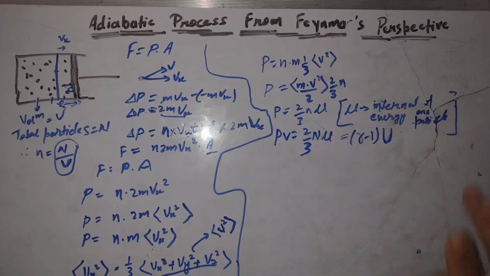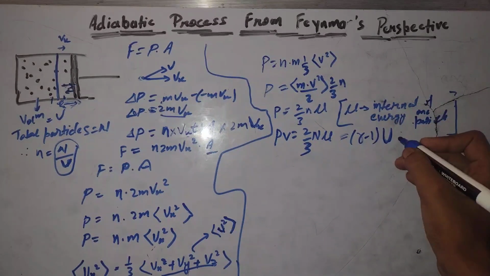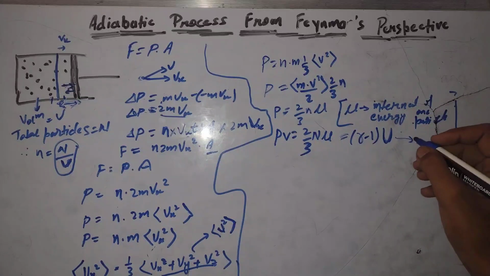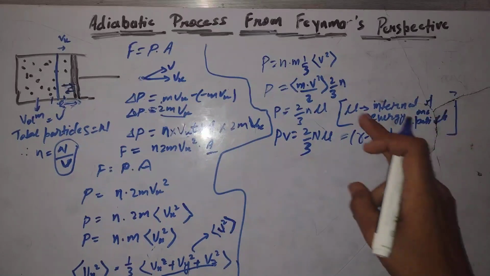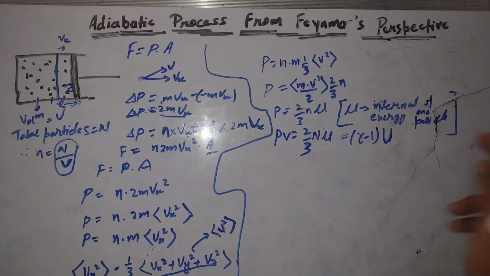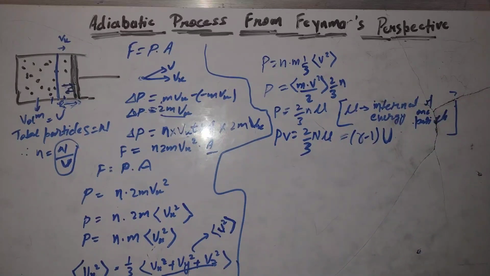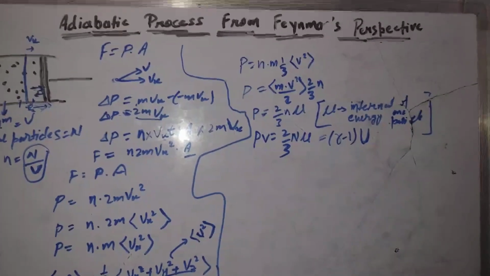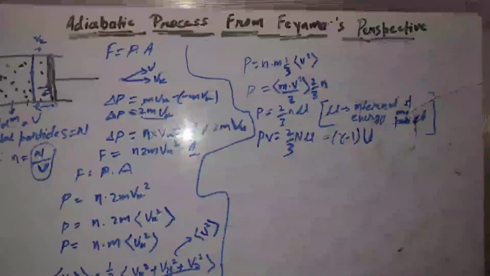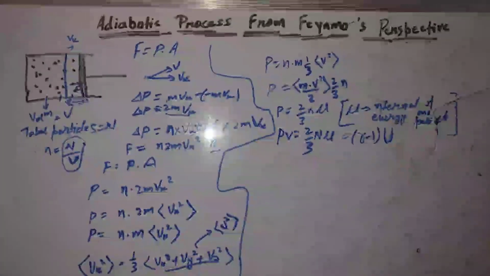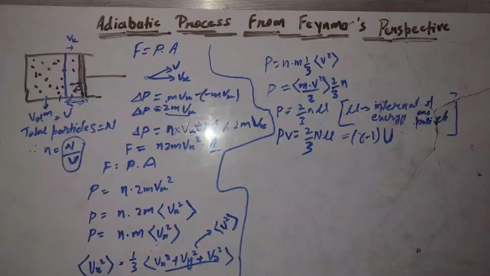And a number of molecules into internal energy of one particle. Say this is internal energy of system. This U is internal energy of all particles, that is, internal energy of the system. That's how it is defined. So let me fix the camera again. Yes, so that's how it is defined.